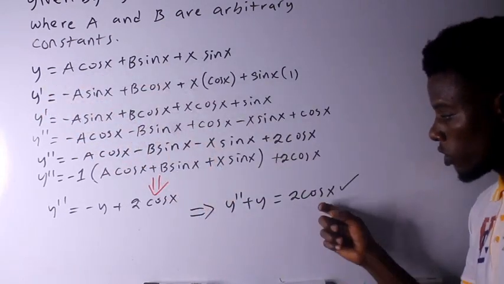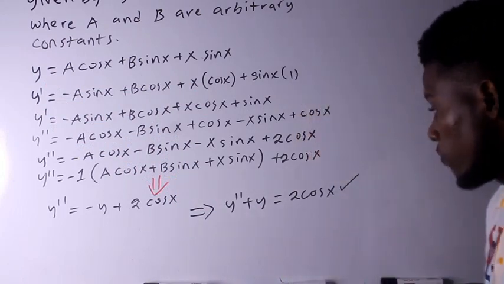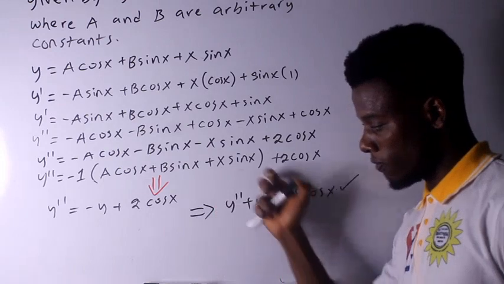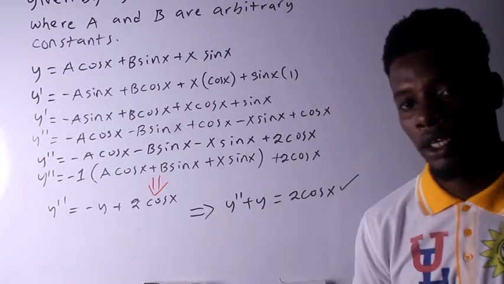Now remember, if you solve this differential equation, you can use the method of undetermined coefficients to find the solution, after getting the complementary solution of this equation from y prime prime plus y equal to 0.